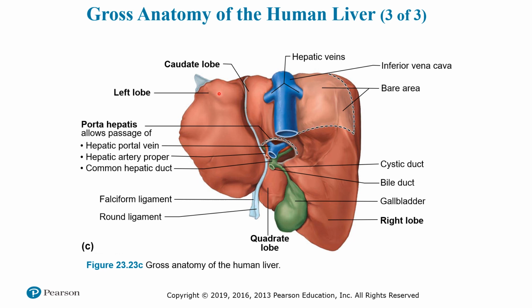This is the diagrammatic form. This is the right lobe. This is the bare area of the right lobe. This is the left lobe. This is the caudate lobe, and this is the quadrate lobe. And here you can see the gallbladder. They made it green. This is the bile duct. This is the cystic duct. This is the common hepatic duct. So the common hepatic duct and cystic duct join to form the bile duct.